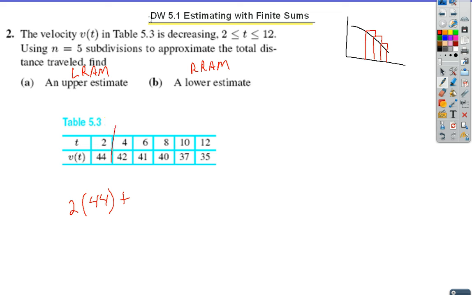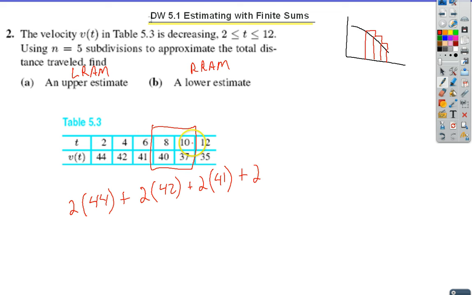My next interval is 4 and 6. And again, I take a look at this. The difference between 4 and 6 is 2. And then 42, 41, which one's on the left? 42. Get my eraser, erase this, do it for the next one. 6 and 8. So plus 2 times, because the difference between those is 2, 41. Plus, get my eraser. Now I'm going to do it between 8 and 10.